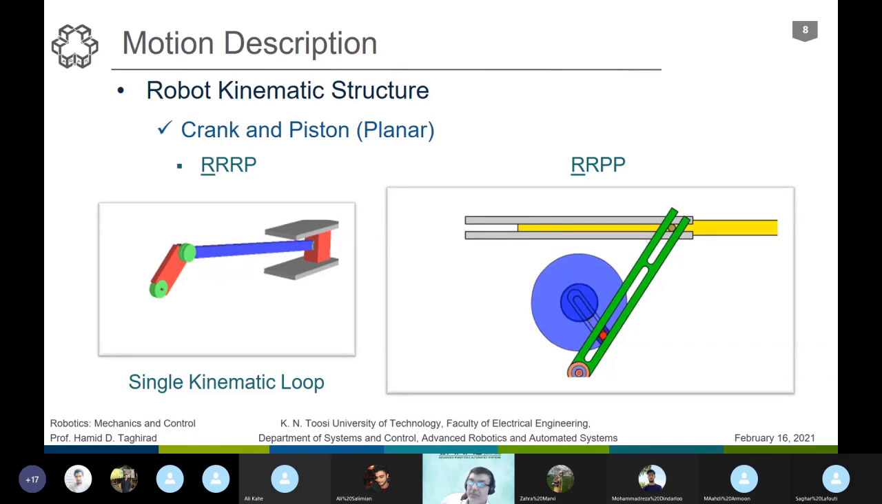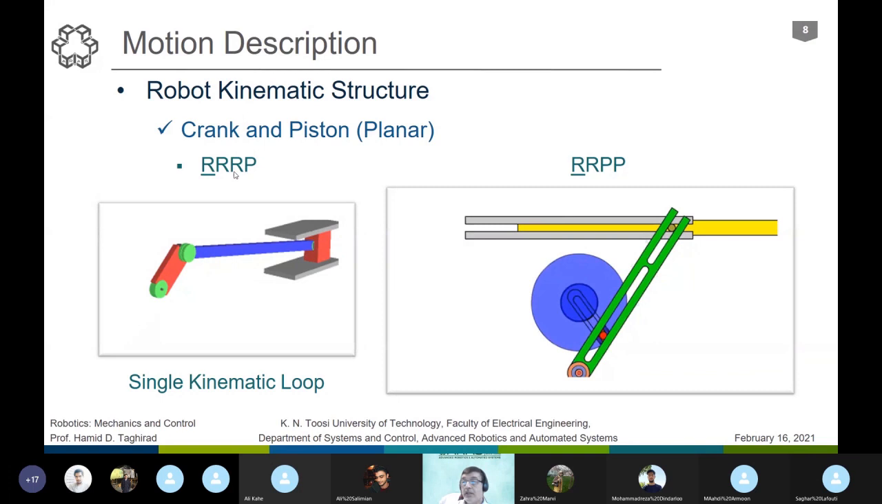There is a bit of difference here, but both of them provide a single kinematic loop. We have a base and 4 links. This is a 4 link or 4 bar mechanism, but with different joints. We understood here with these 2 examples that the joints, the orientation and the connection are so important.